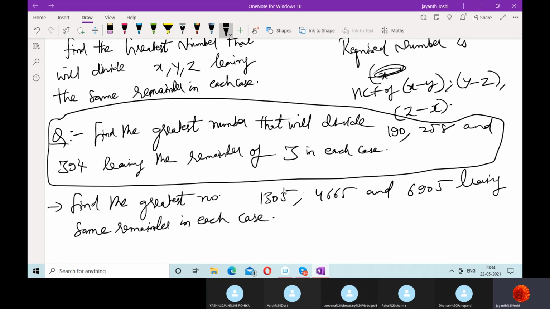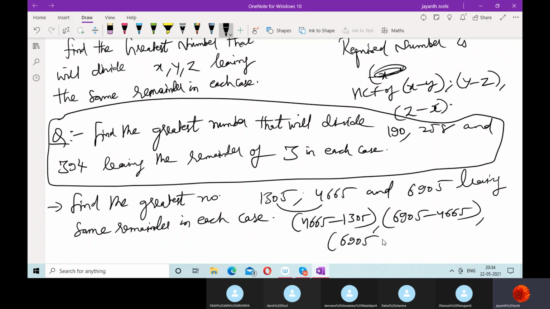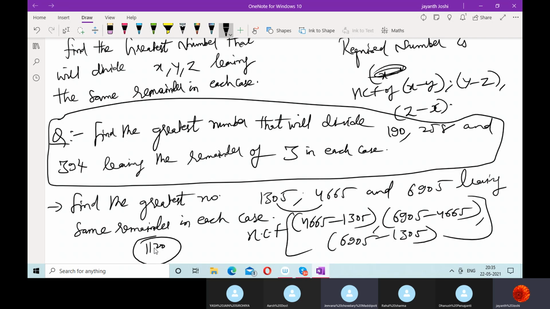No, no, no. See, the answer would be 4665 minus 1305. Since you cannot subtract this from this, I am subtracting this from this. Then next one, 6905 minus 4665. You should find the HCF of this. And then 6905 minus 1305. The differences of this, what you get, you should do the HCF of that. You'll get the answer. 1120, sir. Yeah, that's right.